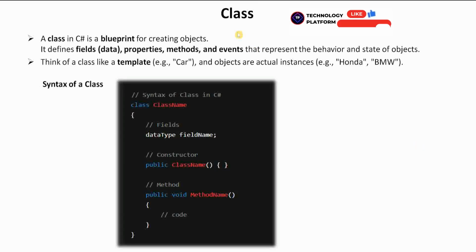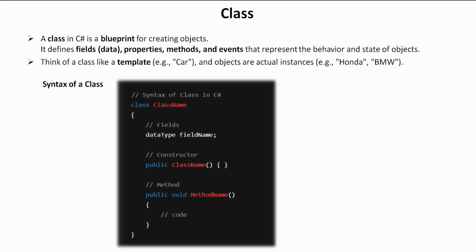First topic we have class. So what is a class? A class in C# is a blueprint for creating objects. It defines fields, data, properties, methods and events that represent the behavior and state of objects. So class is a blueprint for creating any objects.